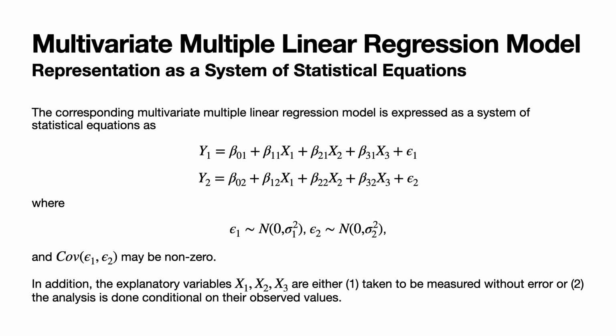Now, in addition, the explanatory variables, x1, x2, and x3, are either taken to be measured without error, or the analysis is being done conditional on their observed values. We know this from the path diagram because there were no two-way arrows connecting the x's. And in addition, we didn't have any asterisks for variances and things like that. This is standard for a linear regression model. Typical or standard linear regression models are done assuming that the explanatory variables are measured without error, or the analysis is done conditional on their observed values.